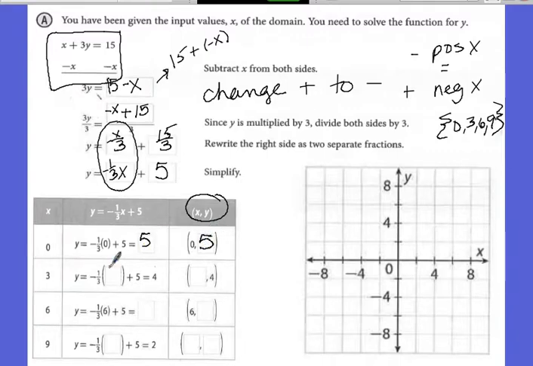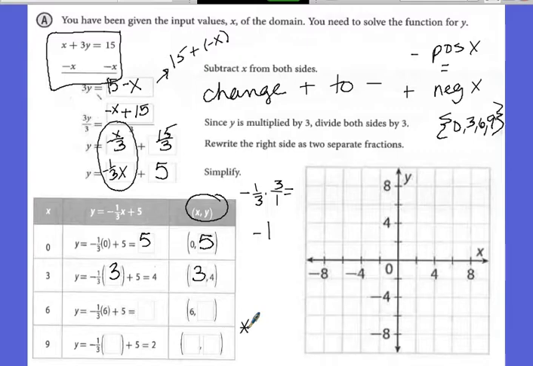Now here I'm inputting 3. And I know that negative 1/3 times 3, well remember those are reciprocals, so it's going to actually give me negative 1 plus 5 gives me 4. So in this case, when my input is 3, my output is 4. And then here, I want you to go ahead and pause and try these two by yourself and see what you come up with.